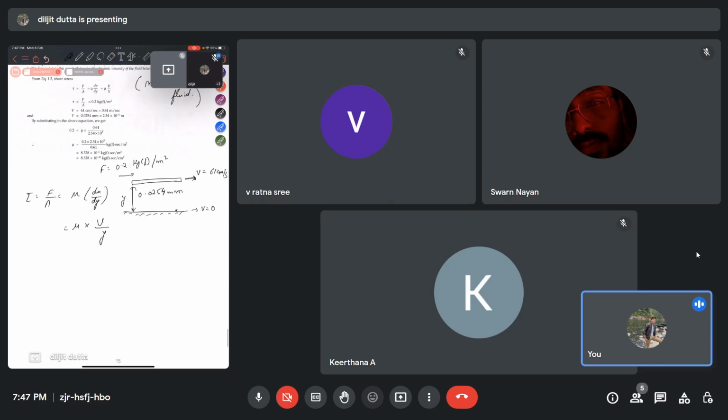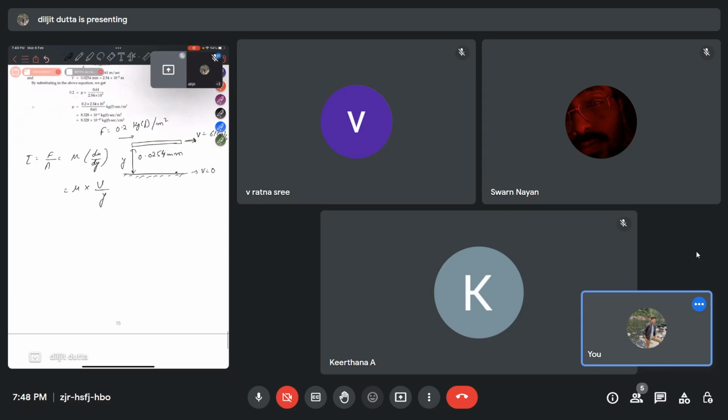So you just need to use the formula, but before using the formula you have to carefully change the unit. So v is equal to 61 centimeter per second. Let's convert to meter: 0.61 meter per second. Y is equal to 0.0254 millimeter. So let's take 0.02 into 10 to the power 3 meter. So let's take 254 into.